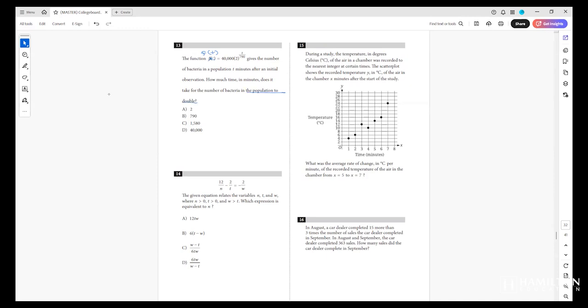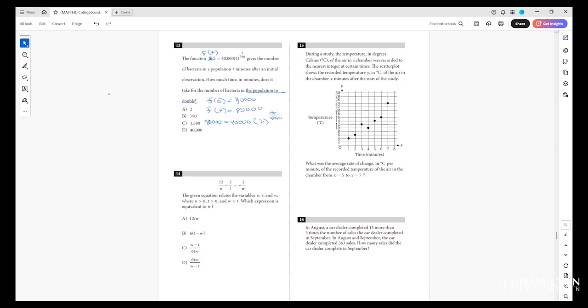Okay, well, what we can do is plug in points. So f of 0, as we just saw, is going to be the coefficient, or 40,000. In order to double, that means it goes from 40,000 to 80,000. So let's plug in 80,000 and solve for t. 80,000 is equal to 40,000 times 2 to the t over 790.